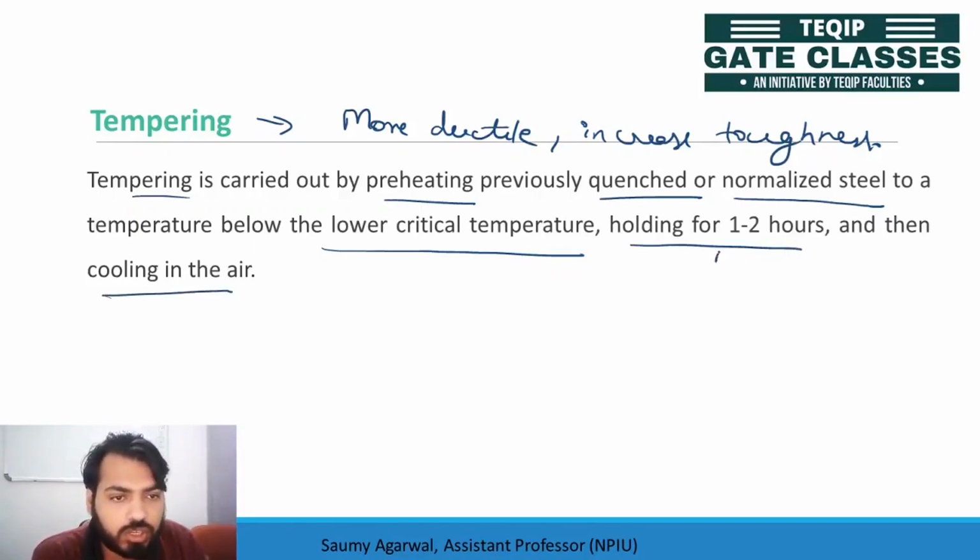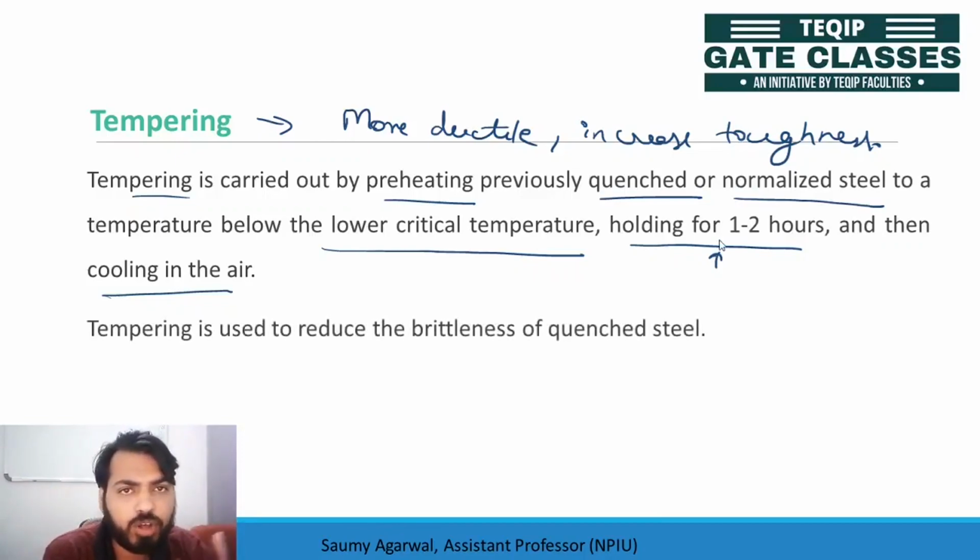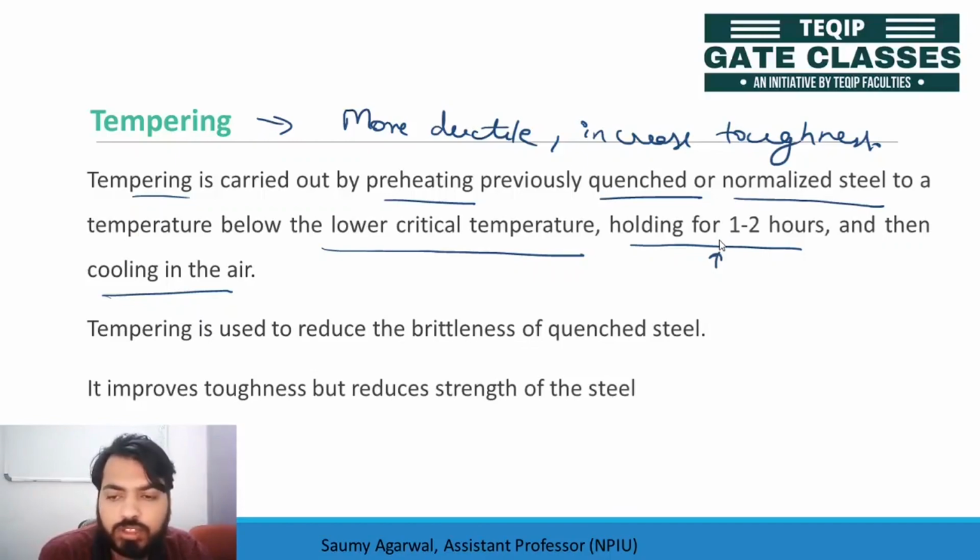You require this for diffusion, and for proper homogenization of temperature. The temperature should be uniform throughout the metal block. It should be the same at the core and at the surface, which means that if you have a metal block, the temperature should be equal at the center point and also at the surface. This tempering will reduce the brittleness of the quenched steel.